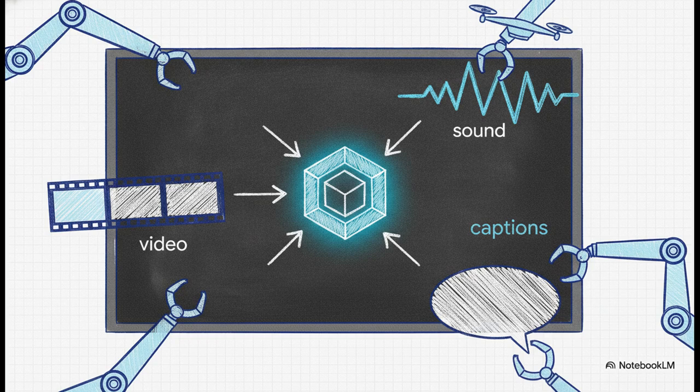But here's the kicker. All these heavy machinery tools don't just work in isolation. They feed their outputs into what's called a cross-modal index. You can think of this as a shared blackboard for the AI agents.